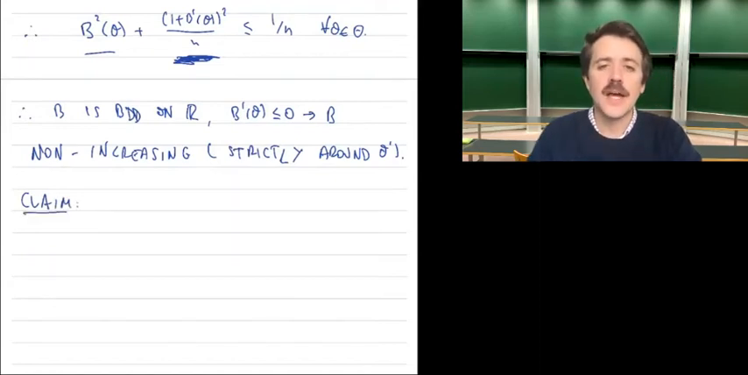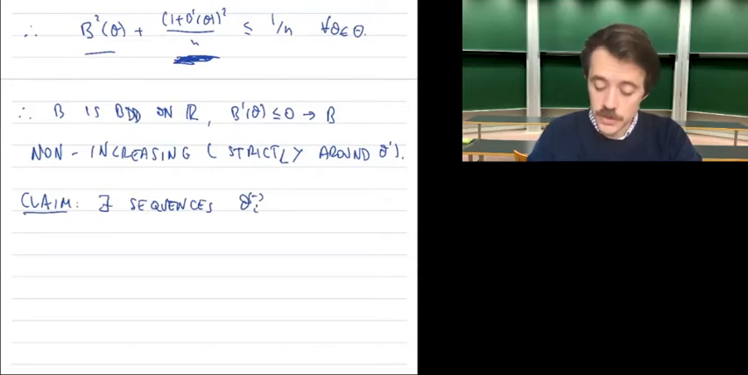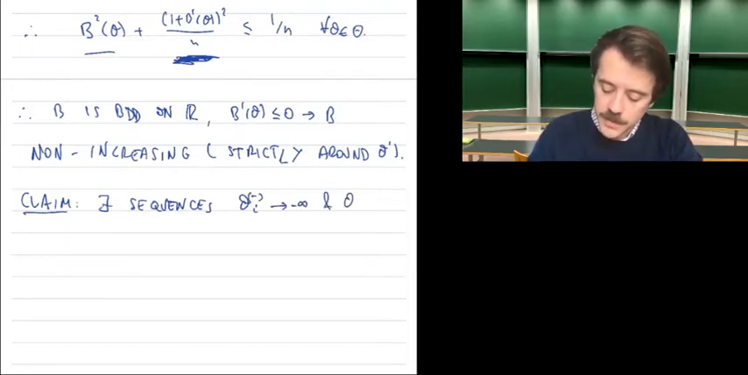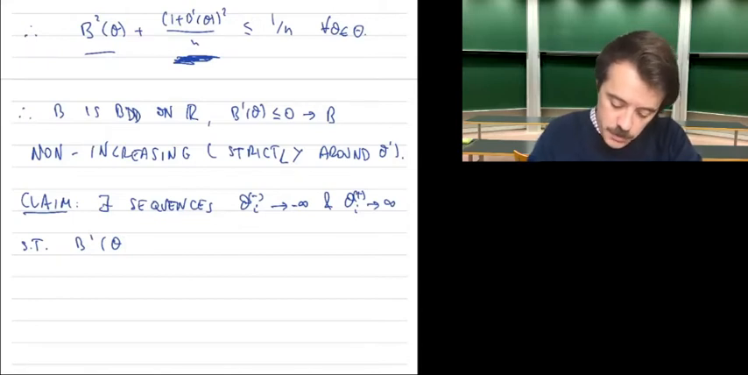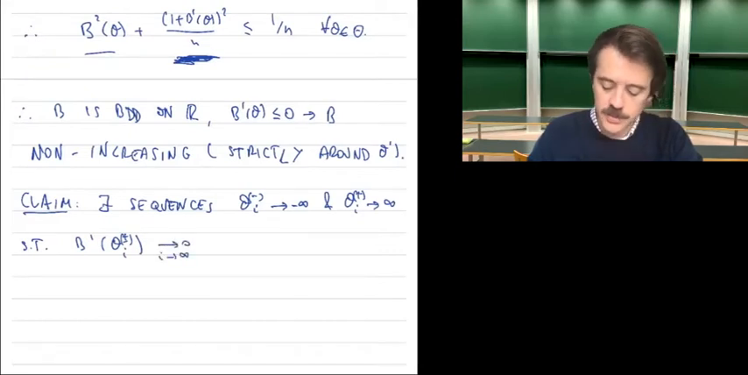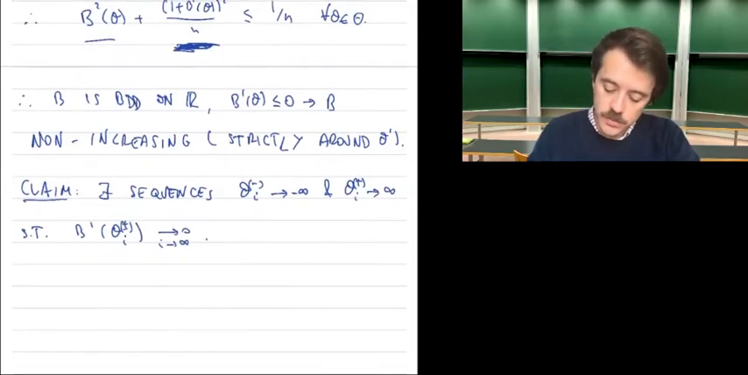Okay, so I will claim that there exist sequences theta minus I going to minus infinity and theta plus I going to plus infinity, for which the derivatives at each of them, so let me shorten things to say plus minus, goes to 0 as I goes to infinity, right? Okay, so this is a claim, yeah? So let's show the claim.